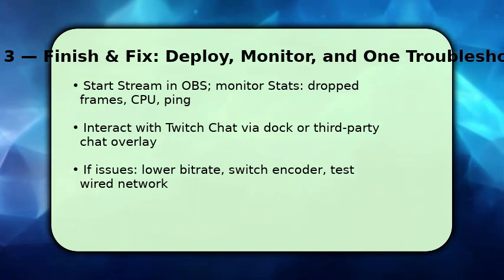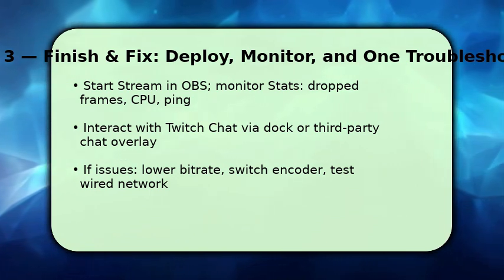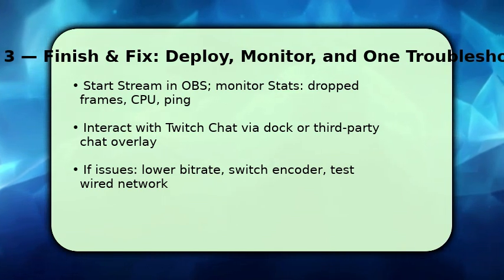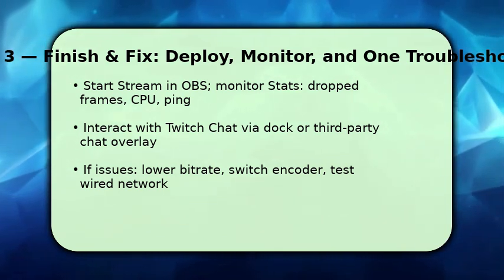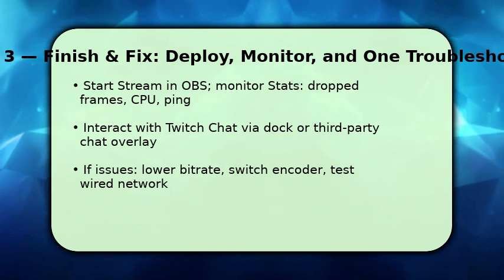If you see problems, act methodically. First lower bitrate, then switch to hardware encoder, and finally use a wired connection. These steps reduce packet loss and CPU strain. Remember to stop stream, check logs, and try a private test stream if issues persist.